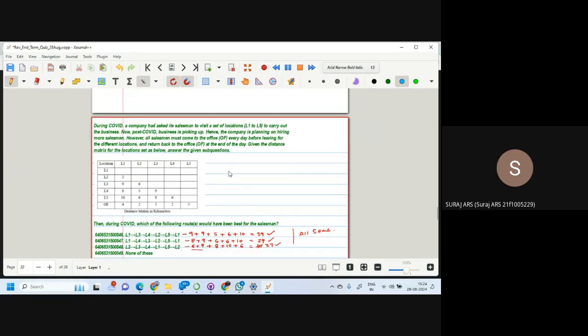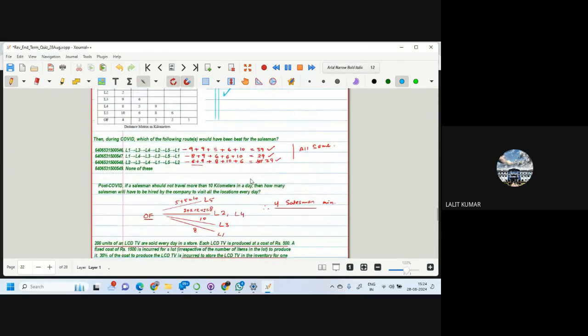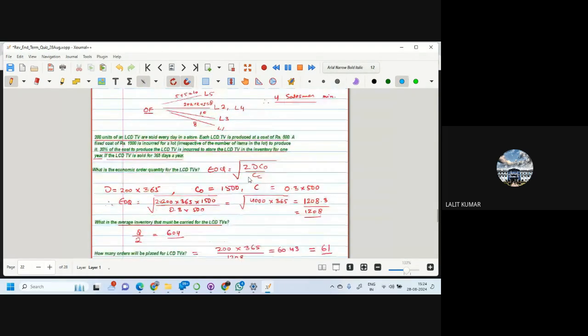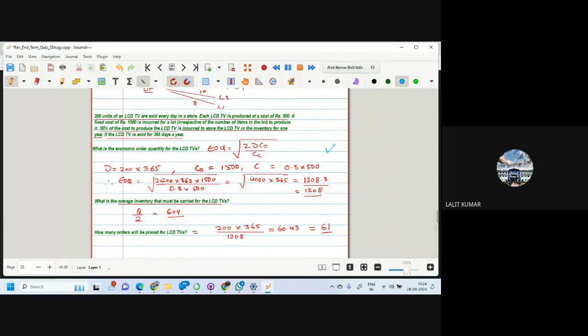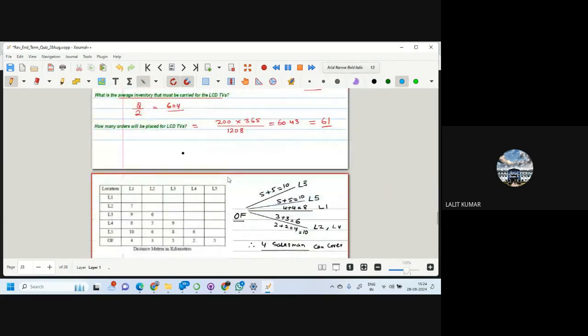Now the next question is COVID. They have asked TSP. The company had asked its salesmen to visit a set of locations. All the salesmen must come to the office every day. So this I will leave. It's a simple question. You just go through the solution, you will get the clue. It's an easier question. EOQ straight away formula is there.